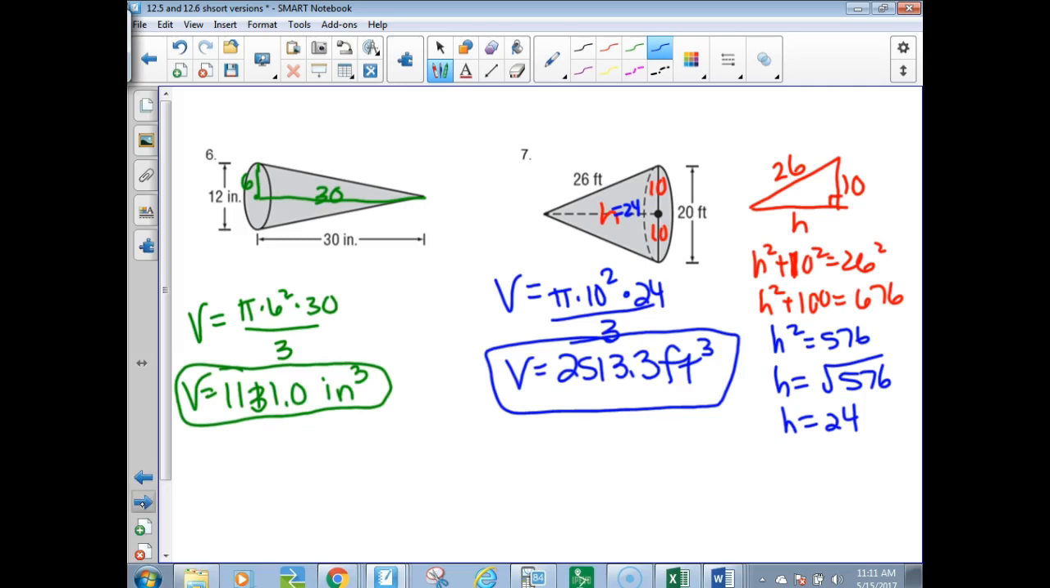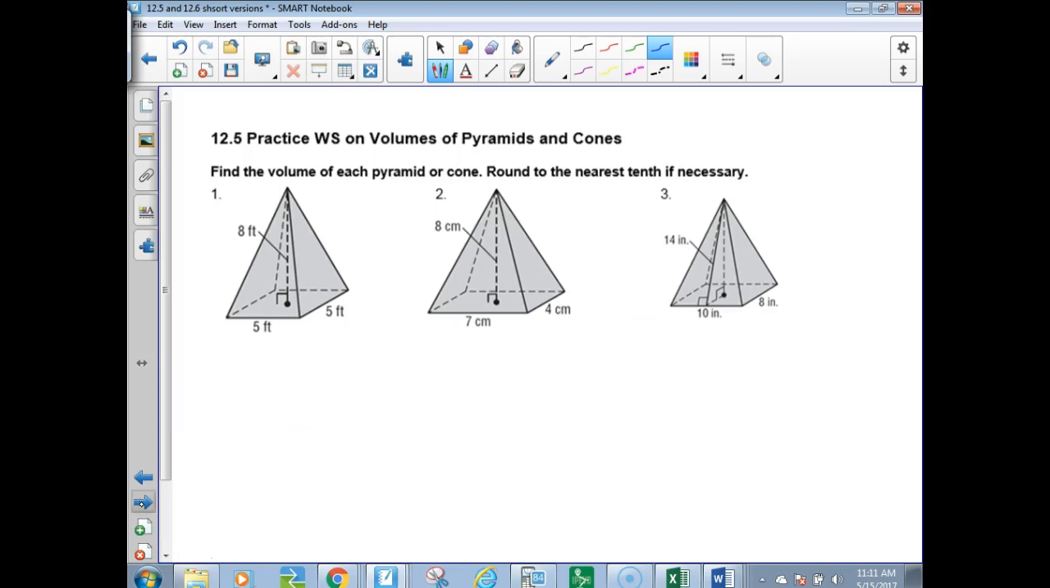Assignment next. Yes, practice is next. Let's just quick glance through these and see which ones you have to do the Pythagorean theorem on. I see number one, the height is given. Number two, it's given. Number three, nope. Yep, that's on the exterior.